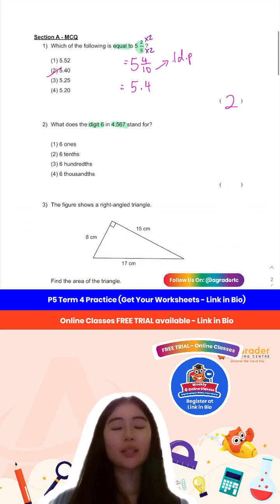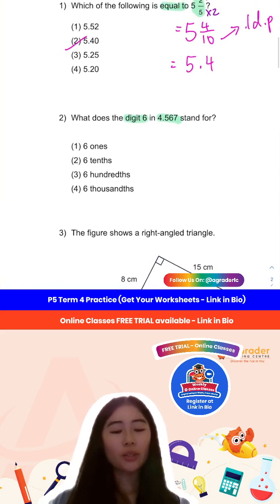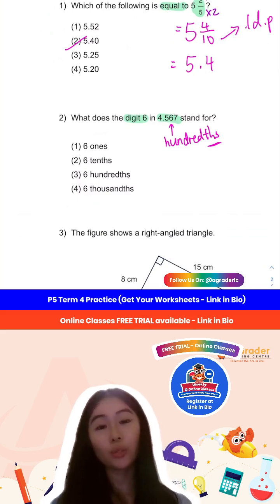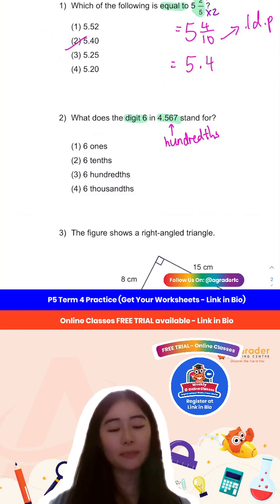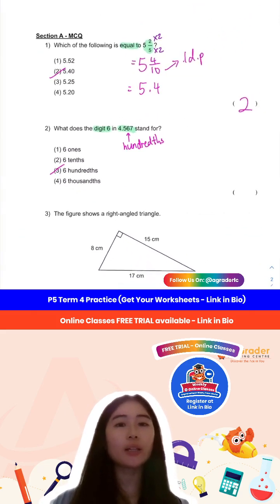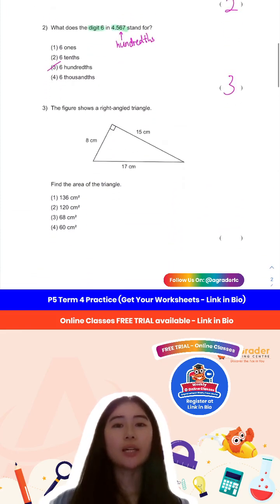Okay, so let's take a look at this. Let me zoom in a bit, right? So they're asking you for digit 6 over here. 6 will be in the hundredths place. So this is with a TH, okay? It refers to the decimal place, the second decimal place. So this one will just be 6 hundredths, which is option 3. Yeah, so I think all of you are correct. Option 3. Fairly simple. And then we can look at question 3.